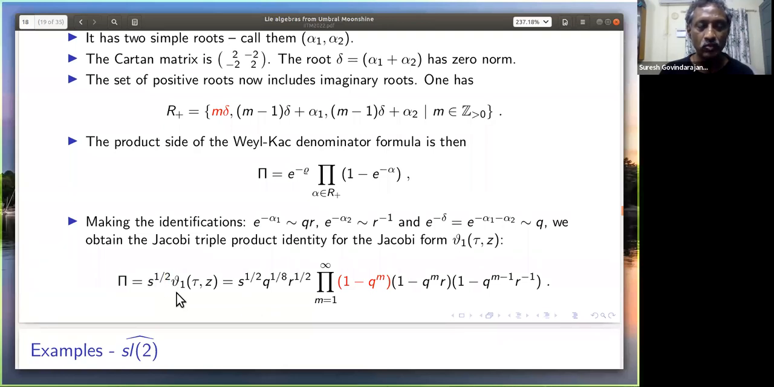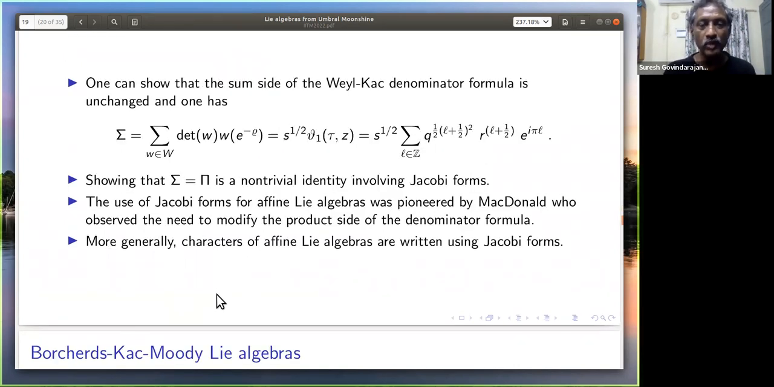Because here, theta 1 is known, this is a well-known Jacobi form of index half. So you keep track of the index by putting s power half. So again, very natural from the viewpoint of Lie algebra. But what about the sum side? The sum side is actually a famous formula. And so you get this beautiful identity where this product equals this thing. But now this is a very non-trivial identity involving Jacobi forms.